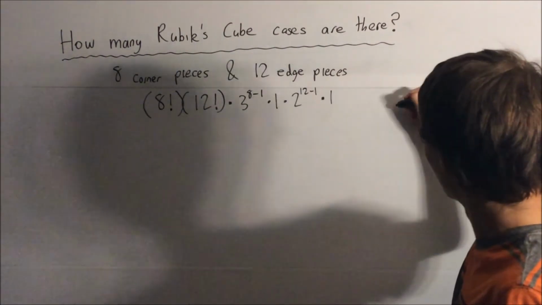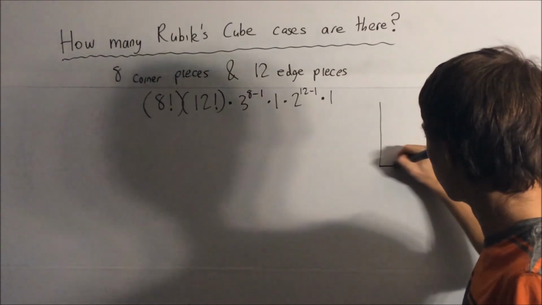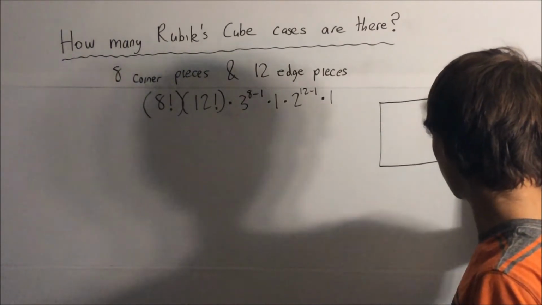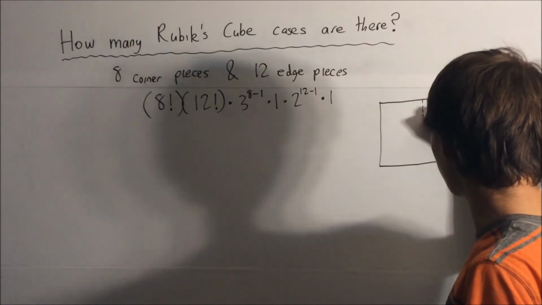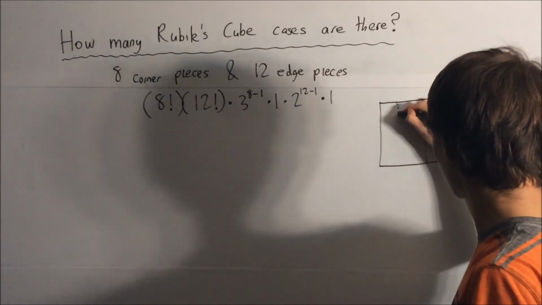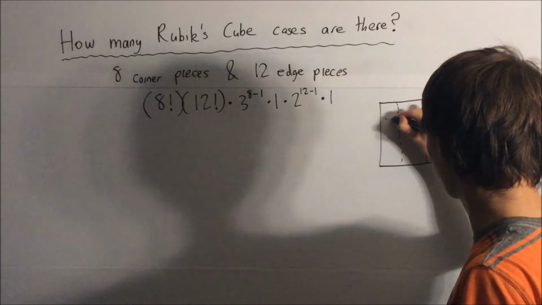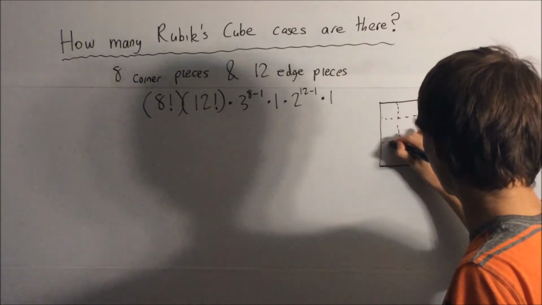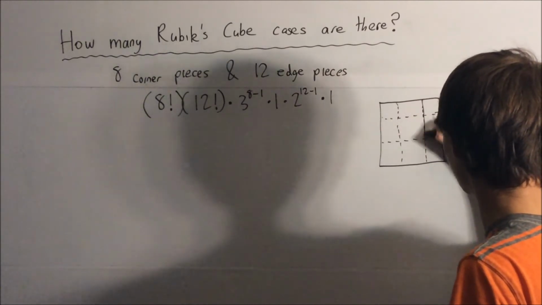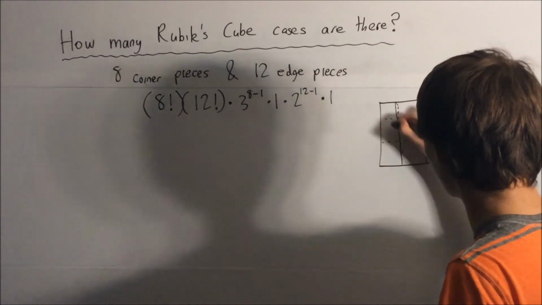And so what this looks like, it looks something like this. So I'm drawing the yellow face and I'm just going to make dashed lines to represent the different pieces. Actually, I'm going to do this. Make it easier to see.